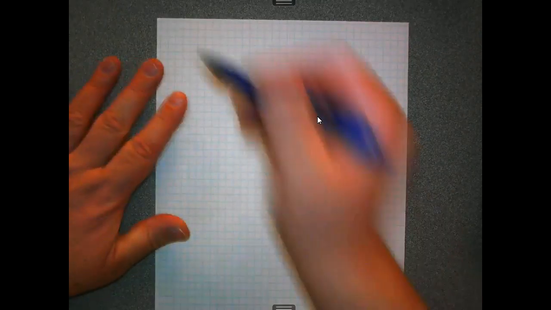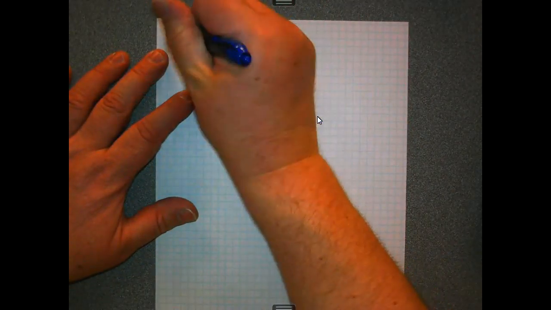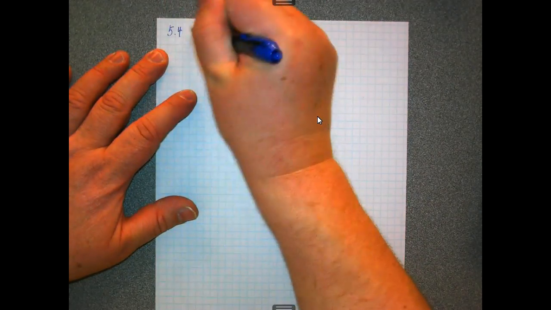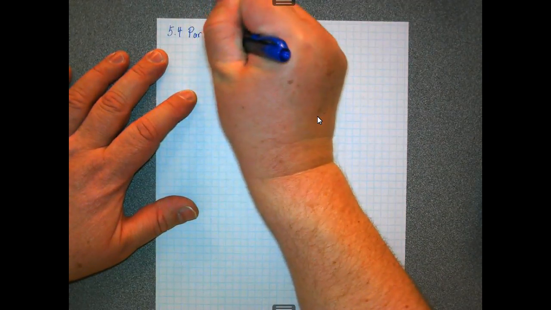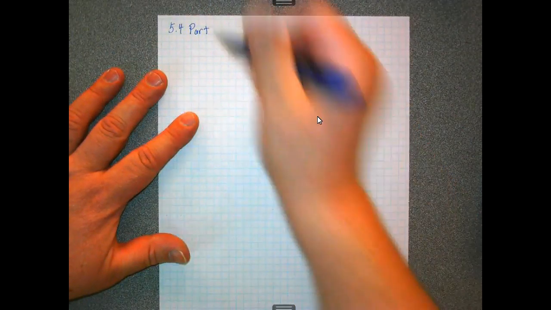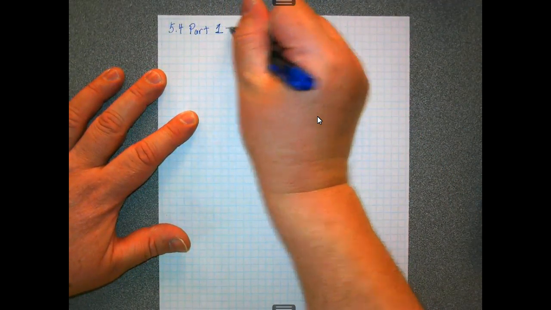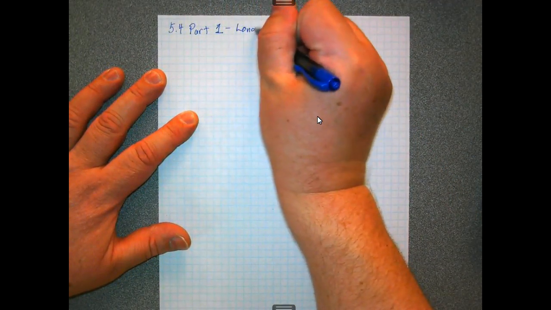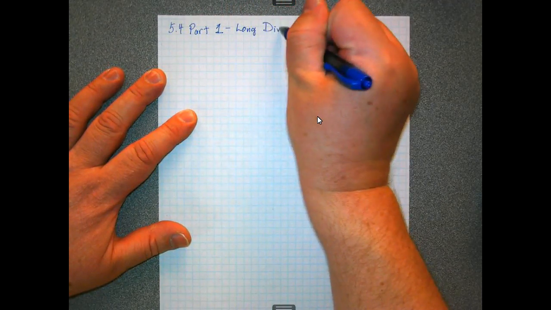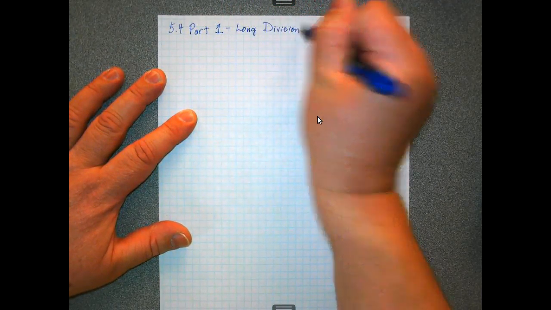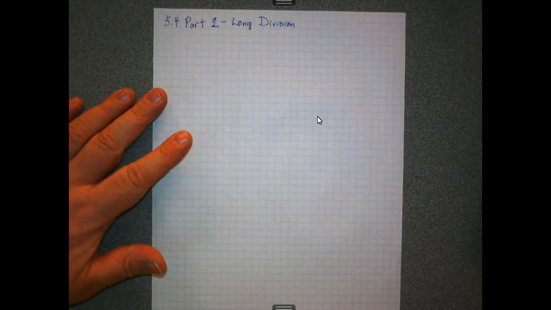5.1, 5.4, part 1. I would take notes because I'm going to let you use this on the quiz tomorrow. It was long division, right? Long division of polynomials. And don't make me use profanity, otherwise I'll have to get rid of the film.